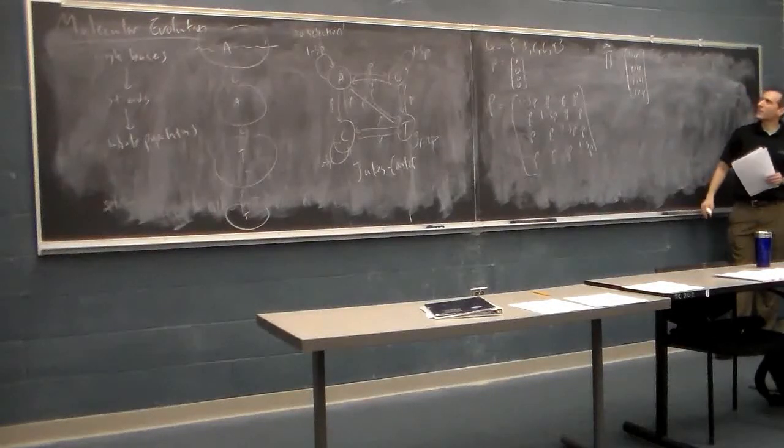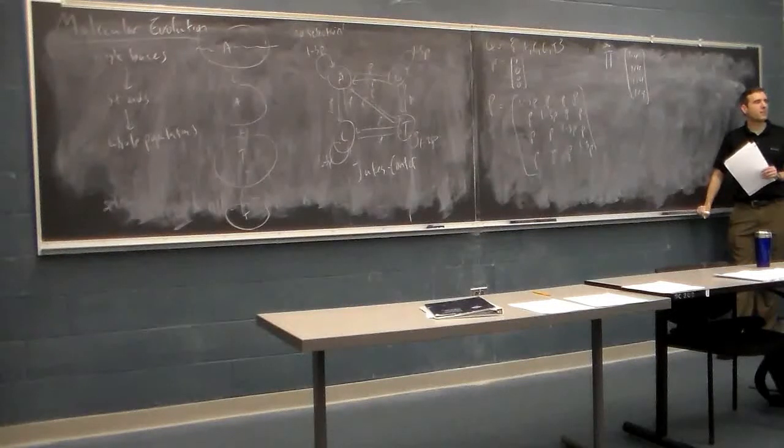There's another way we could at least verify that this is the stationary probability vector. Can anyone tell me what that is?